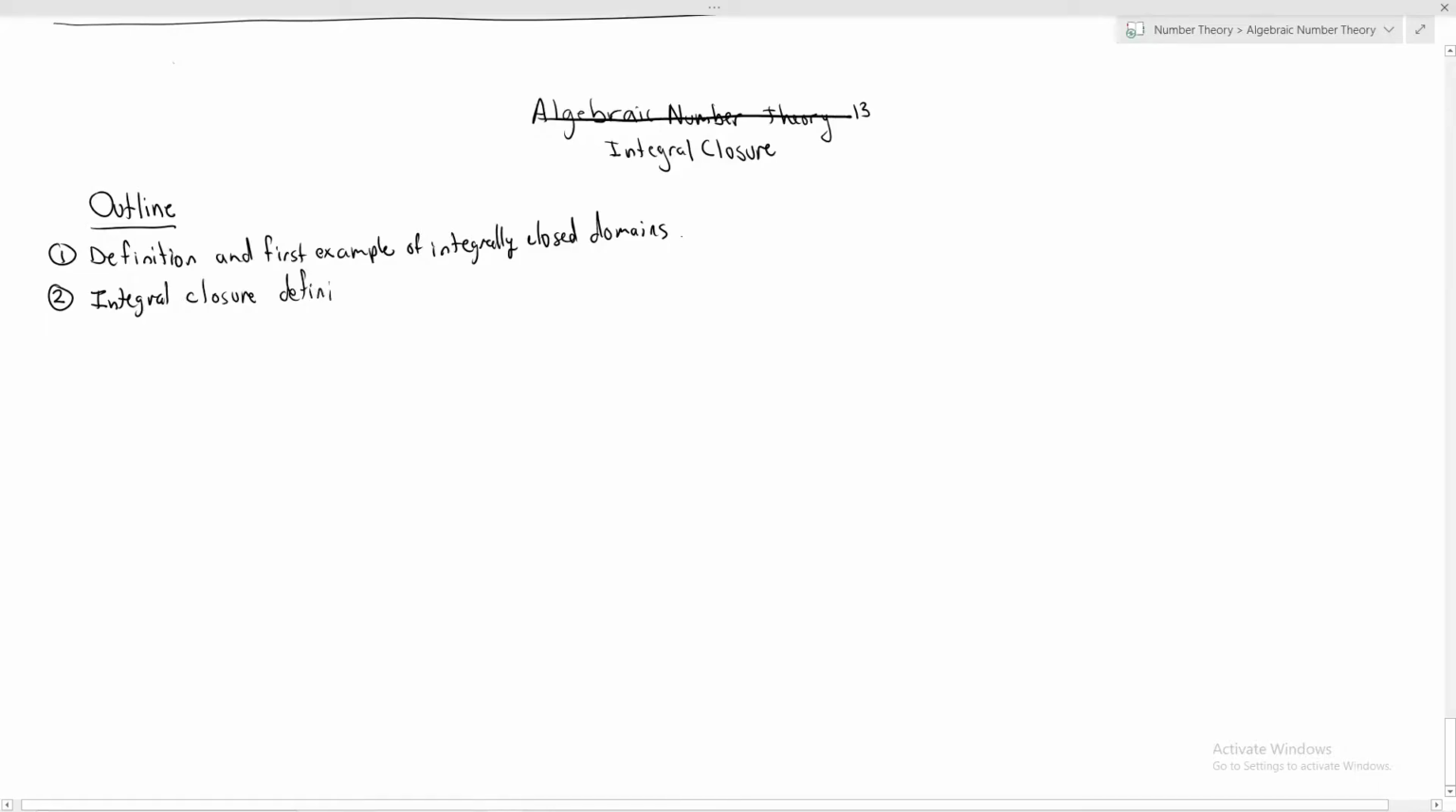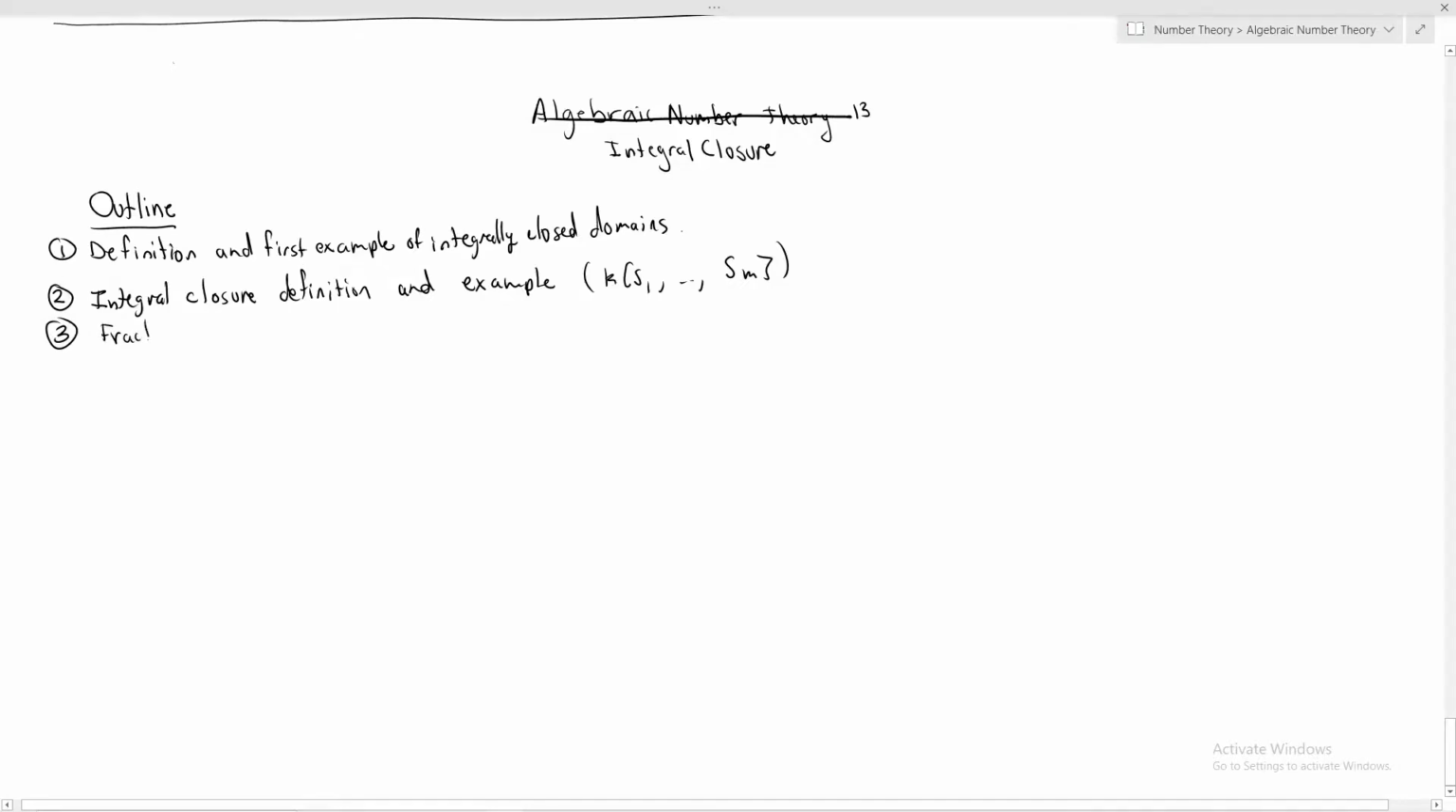I want to do an example. The example I have in mind is this symmetric polynomial ring. And the third thing I want to talk about is a proposition on the fraction fields of integral closures.